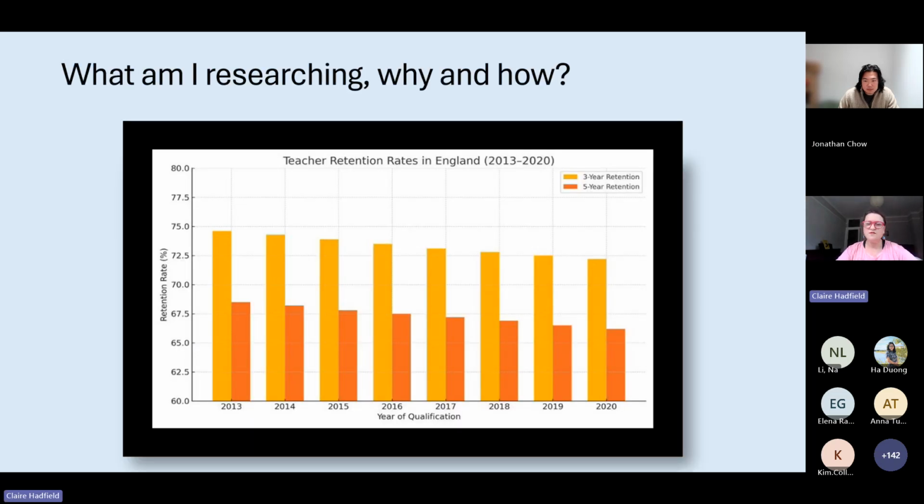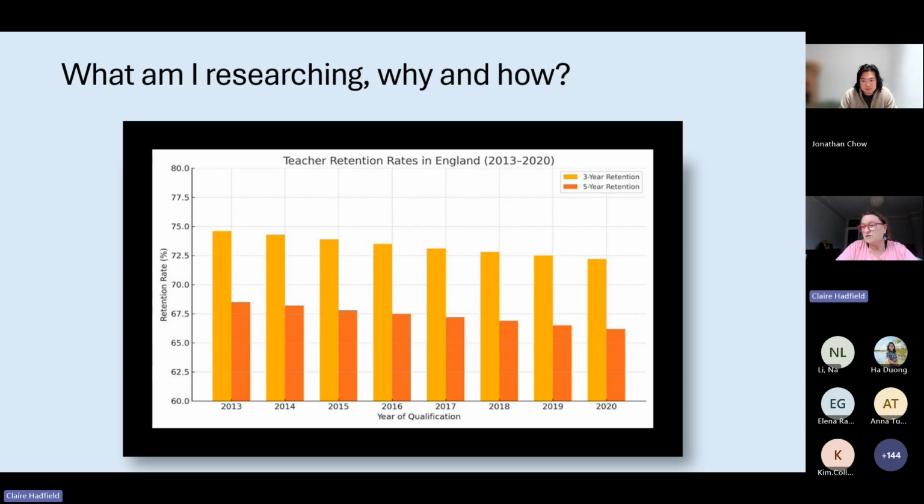So probably helpful for you to know what I'm researching, first of all, and why it's important and how I'm going about it. So my PhD is looking at early career teachers and trainee teachers, their professional identity, and how that evolves over time. So it's a longitudinal study.